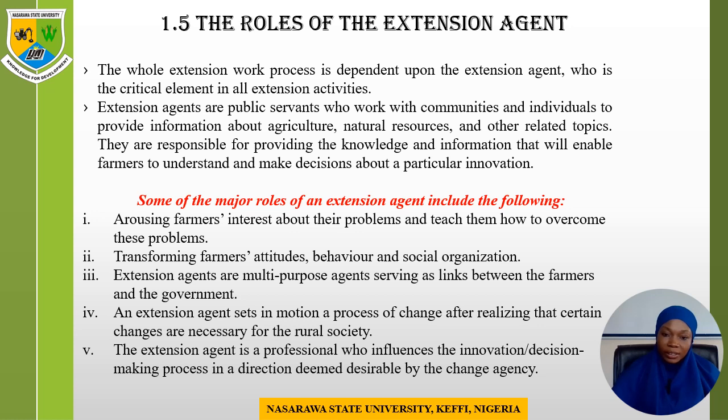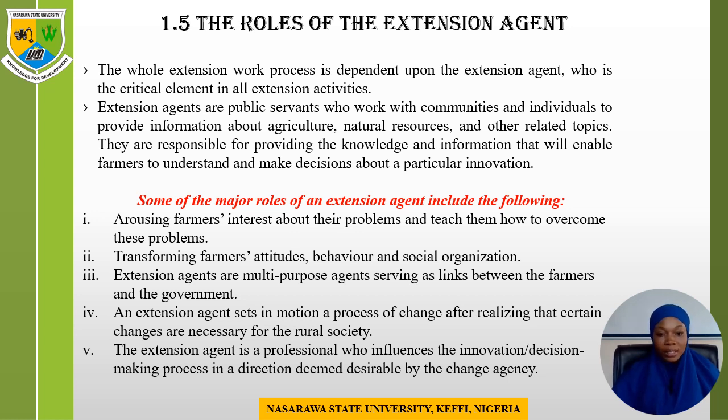Three, an extension agent also serves as a link between the farmers and the government. They help to take farmers' problems to the government for necessary possible solutions because they are the closest people to the farmers. So they know farmers' problems better than anyone else. And as such, they also play the role of taking farmers' problems to the government for possible solutions.